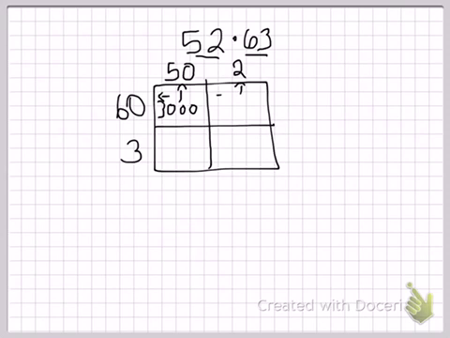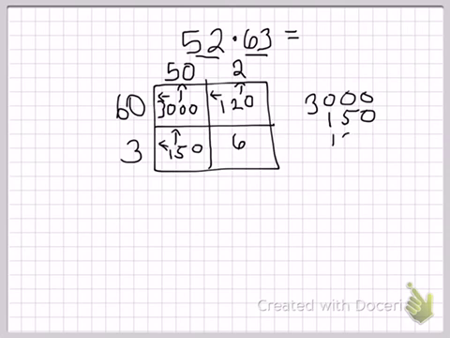This one, looking up and to the left, 2 times 60 is going to give me 120. Looking up and left, 3 times 50 is going to give me 150, and then finally 3 times 2 is 6. Now, if you just leave your rectangle like this, I can't give you full credit because I need an answer to 52 times 63. And to get that answer, we can add everything together.